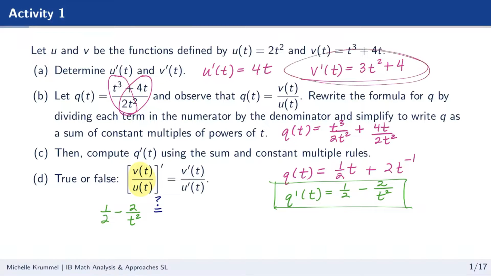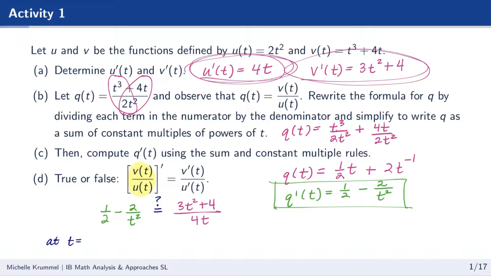Well, here's the derivative of v up here. We found that to be 3t squared plus 4 over, and then the derivative of u is right here. We found that to be 4t. Are these two expressions equal? Well, they don't look equal, but it could be that we just haven't fully simplified one side or the other. I could disprove this just by coming up with one value of t that makes this false. So let's just try t equals 1 and see what happens.